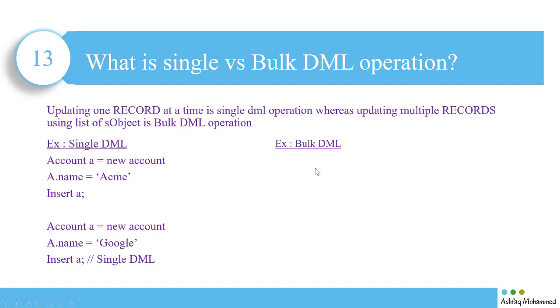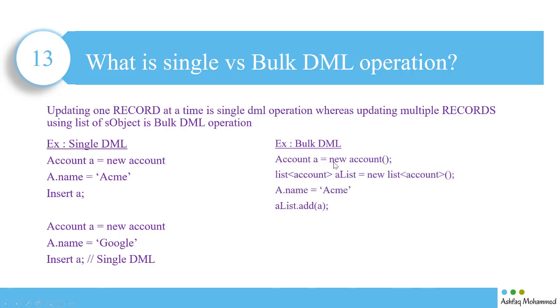So example of bulk DML operation. I have declared a list of Account. See one thing extra I'm declaring over here is the list. The list was not there in the previous single DML. So here I'm taking a list of Account: aList equals new List<Account>. So this is how we declare the list. Okay. So a.Name equals Acme, and then I'm adding it with aList.add(a). So I'm creating an Acme, and then I'm adding this Acme into this list. Okay. Now I create a second record, a.Name equals Google, and I add that Google into the aList.